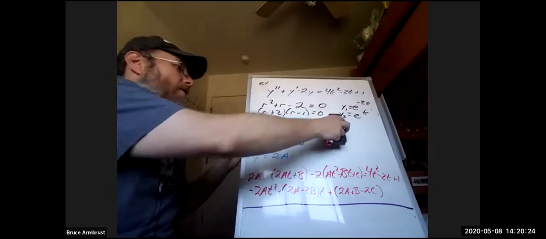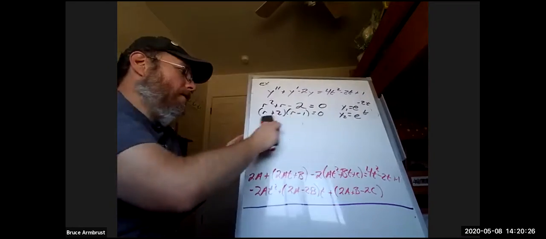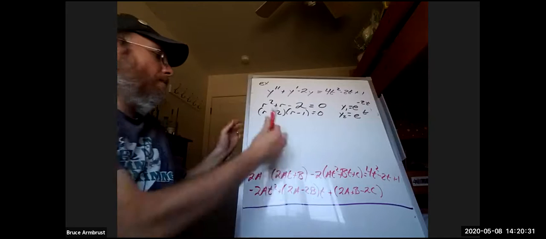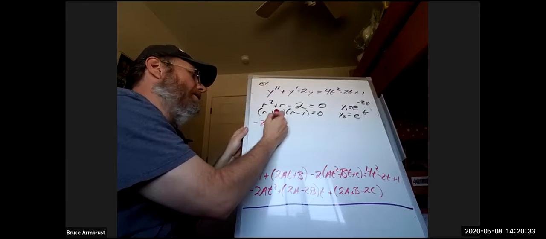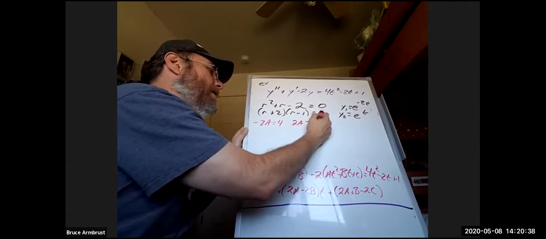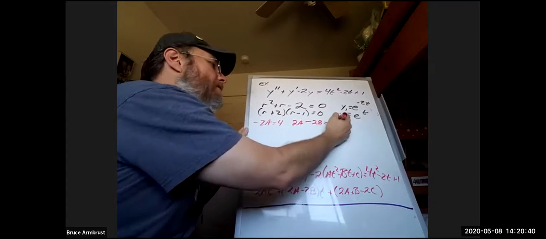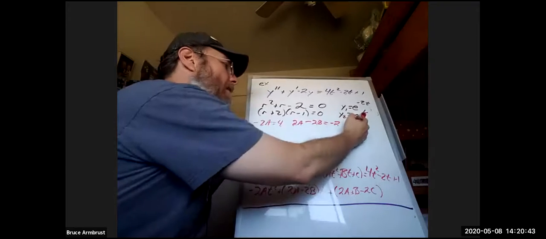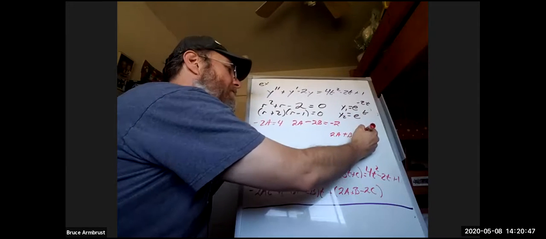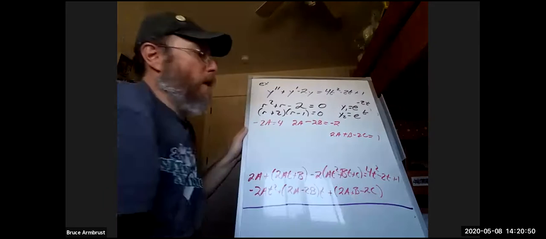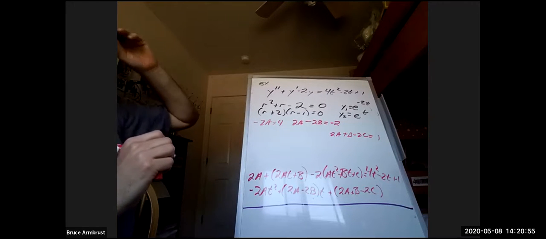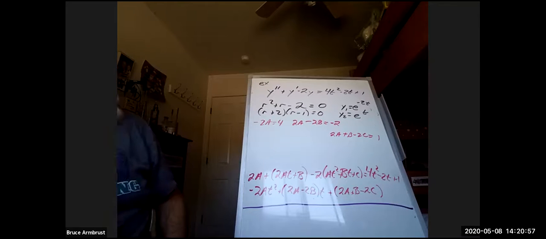And now I'll just equate those and create a system of equations. So I know that minus 2A has to equal 4. I know that 2A minus 2B is going to have to equal minus 2. And then 2A plus B minus 2C is going to have to equal 1. And now it's just a matter of solving that system.